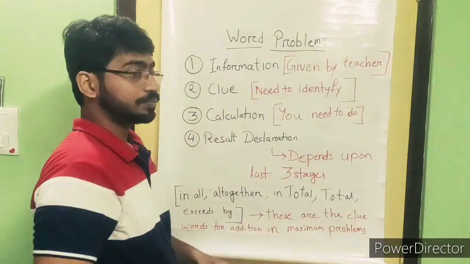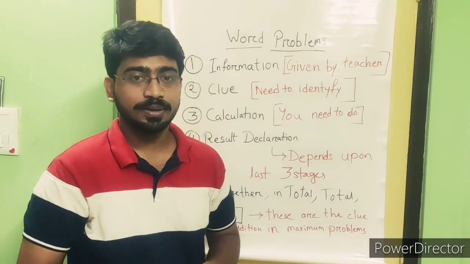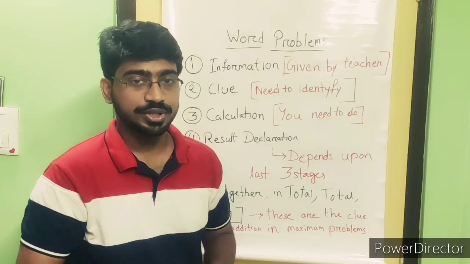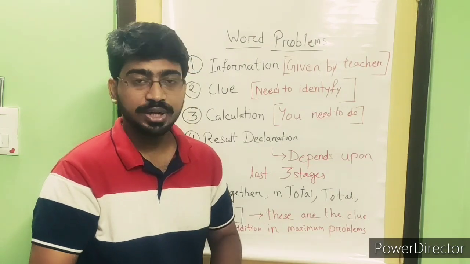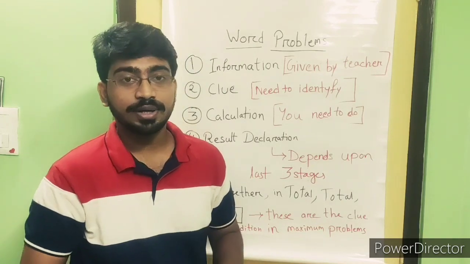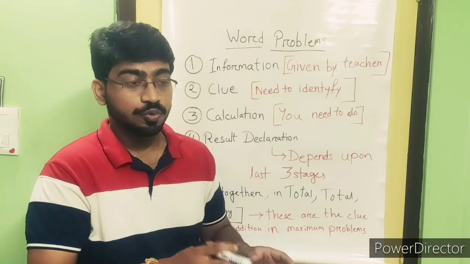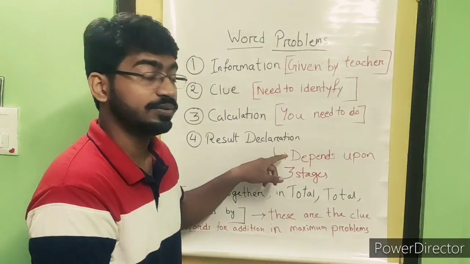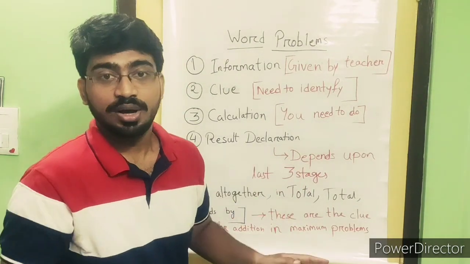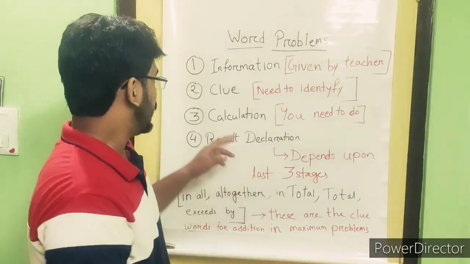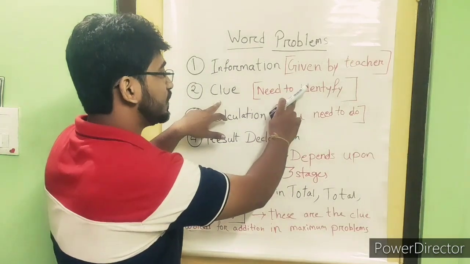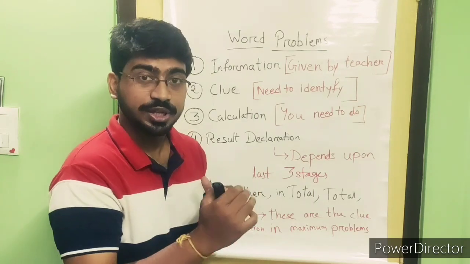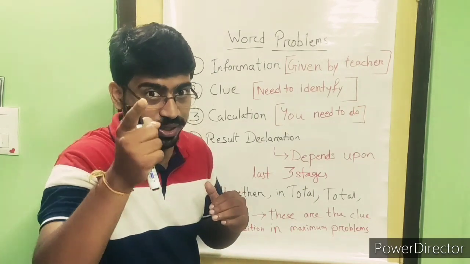Number 2, clue. You need to find out the clue. Which calculation should I do for this particular word problem? I may give you addition, I may give you subtraction. You need to find out which process to follow to reach the last stage, the result declaration, because after that the maths will be done. So the clue which I am giving you in the question, you need to identify through your intelligence.